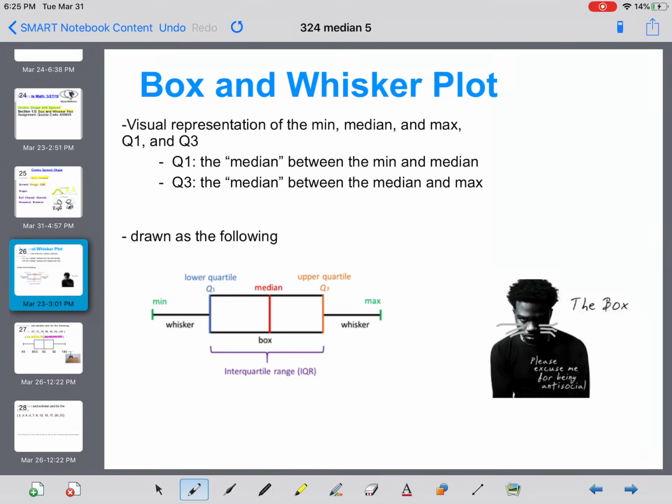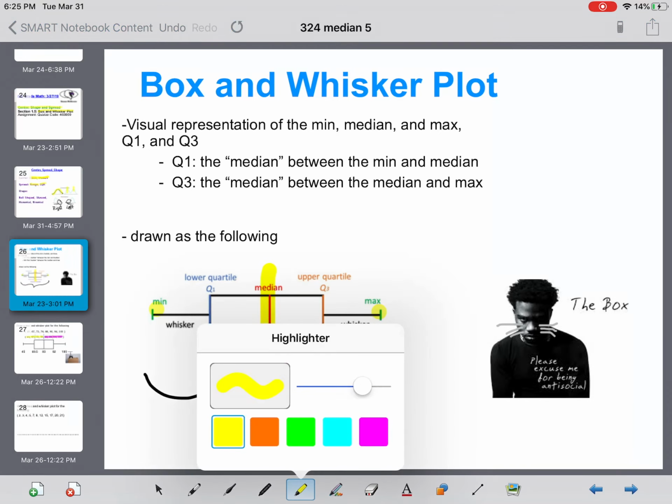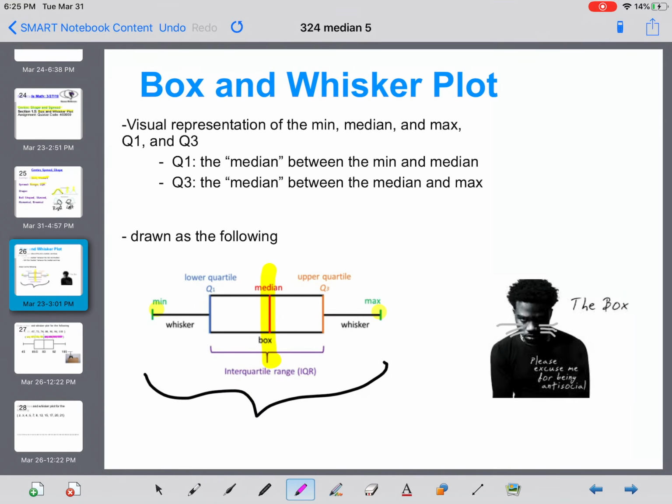So, box and whisker plots. A box and whisker plot looks like this, and it represents the minimum, the maximum, the median, and then two new things right here. They're called Q1 and Q3, or the lower quartile and upper quartile. The lower quartile is just the median between the minimum and the actual median. And the upper quartile is just the median between the median and the max. Okay? And that's how we can find those. We'll break those data sets up.